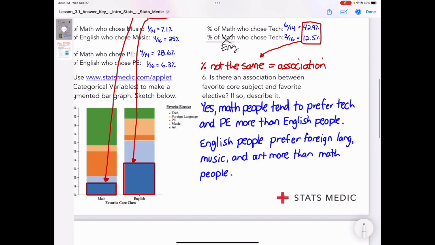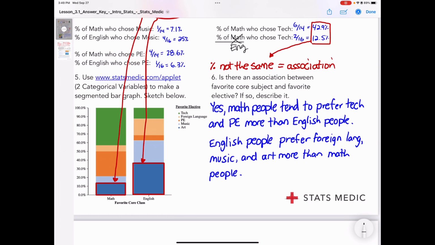All right, so is there an association between favorite core subject and elective? Well, these are not the same. As you can see, these are definitely not the same. So they're not independent, because they have to be the same to be independent. So therefore, there is an association.